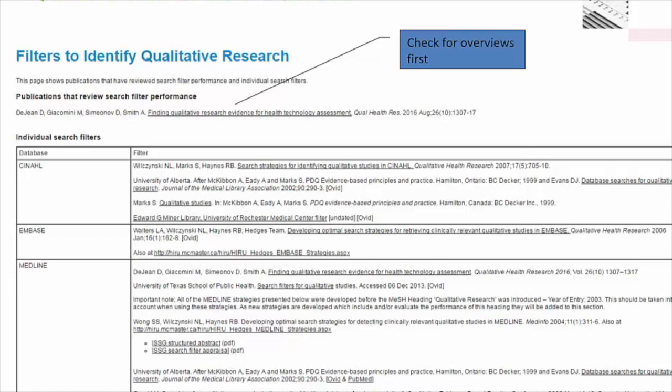So I realise you can't see my cursor, so the information I'm pointing to, the performance review, is the reference right at the top with the authors Dejan and Giacomini and Simeonov and Smith. That's a review of filter performance. Julie, excuse me, you can use the pointer at the top above the slides. You can see this. Yes, that's the one. That's right. Hopefully you can see the green.